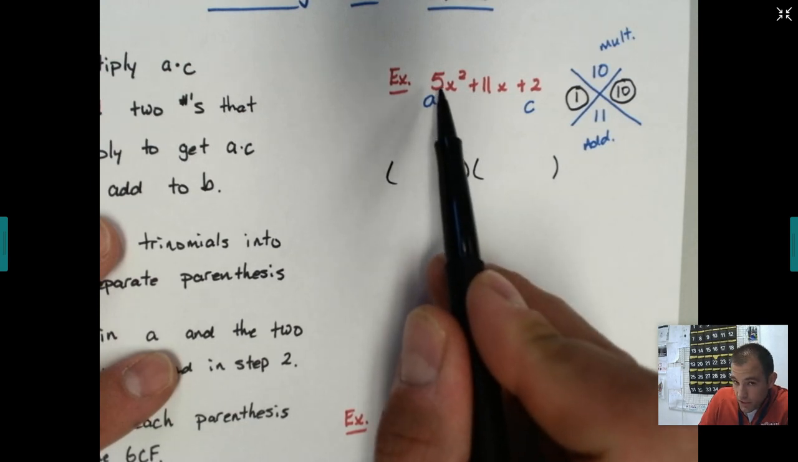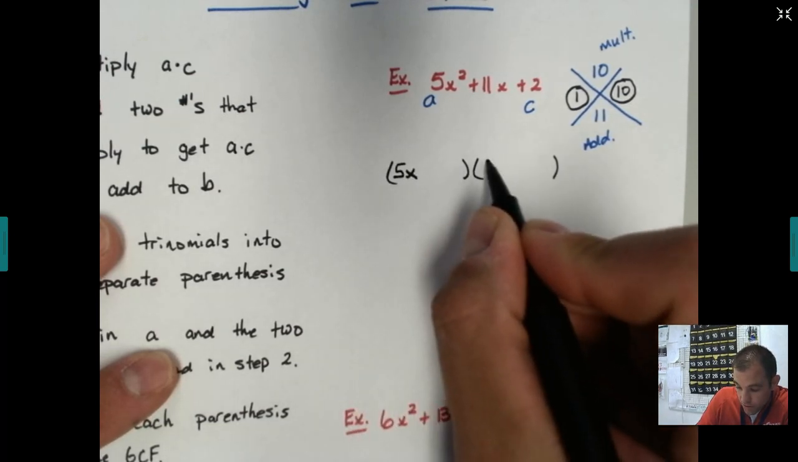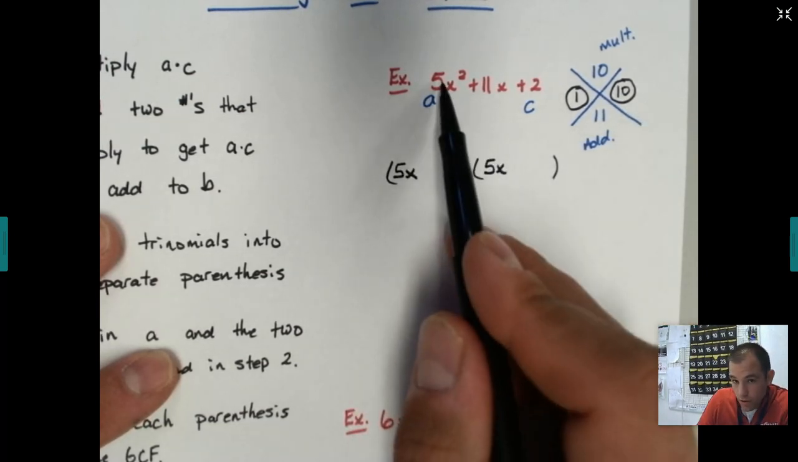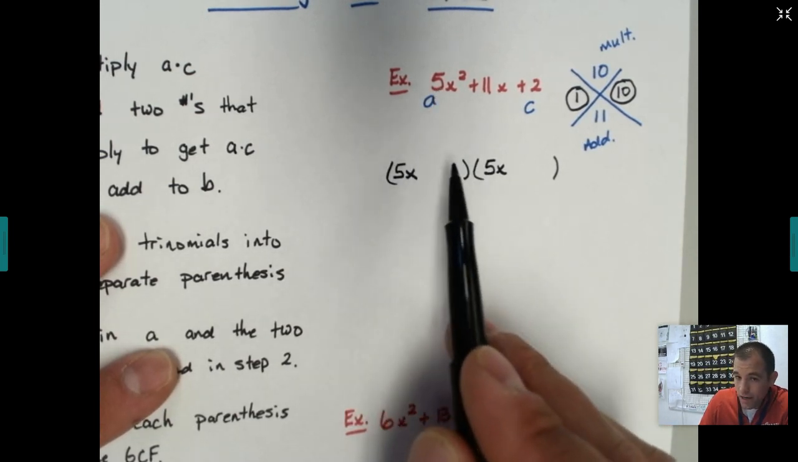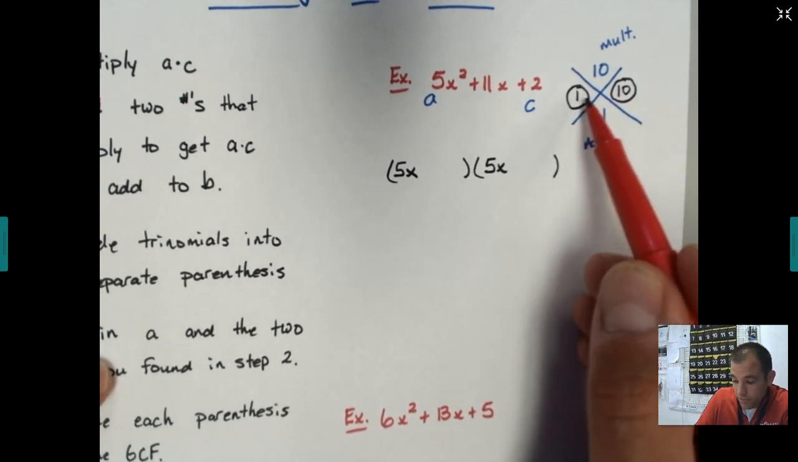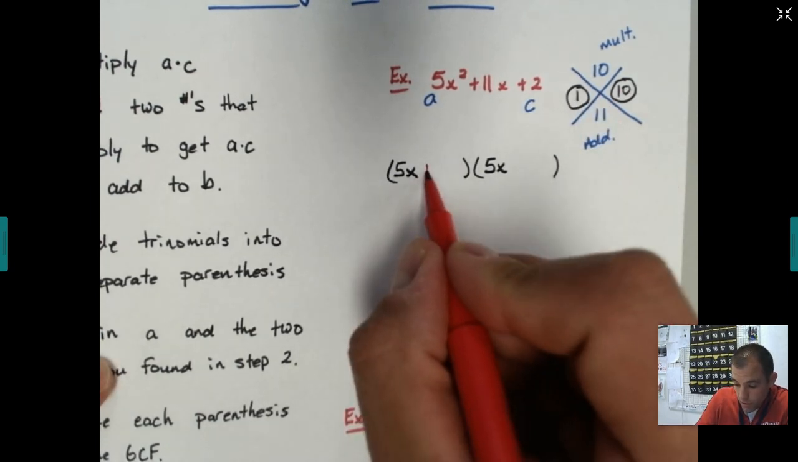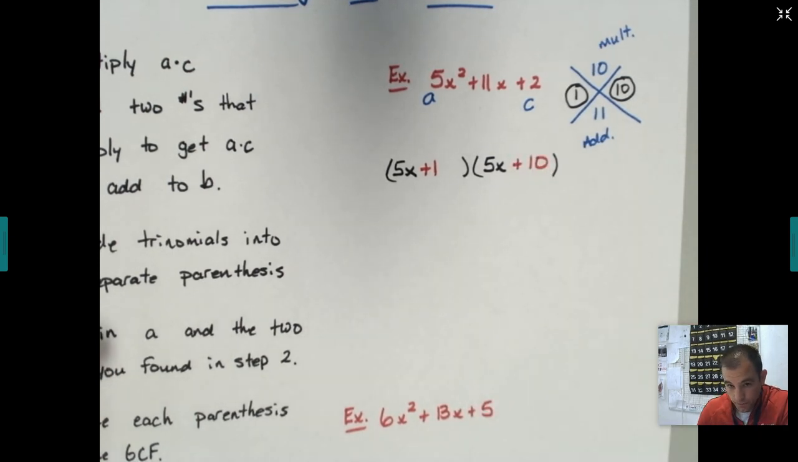Whatever comes first in your problem, in this case 5, that's what I am going to put first in my parentheses. So you don't even have to think about it. If that was a 4x, I would put 4x here. If that was a 7x, I would put 7x here. Whatever comes first, you put first. Okay? Then, to finish off the parentheses, we are going to put the 2 numbers that we found. So I'm going to put +1 and I'm going to put +10 because they're both positive.